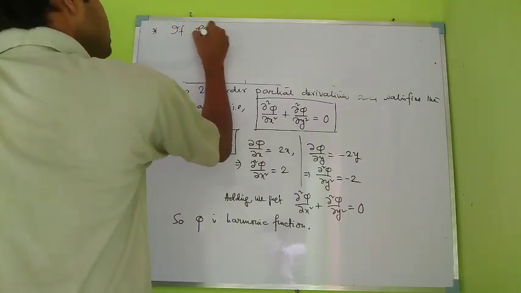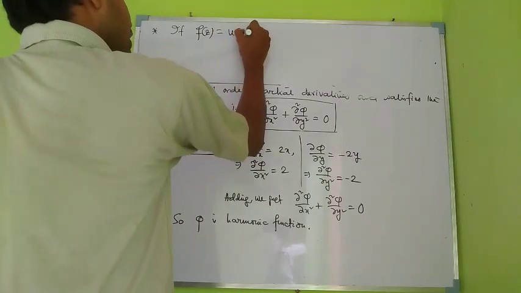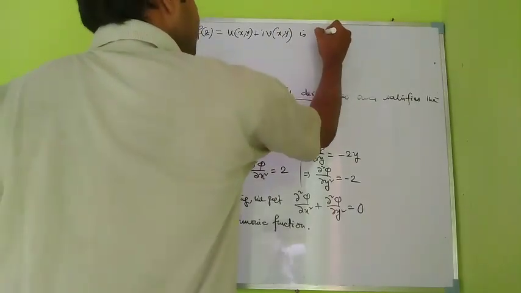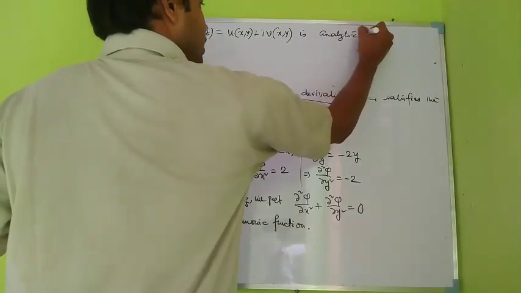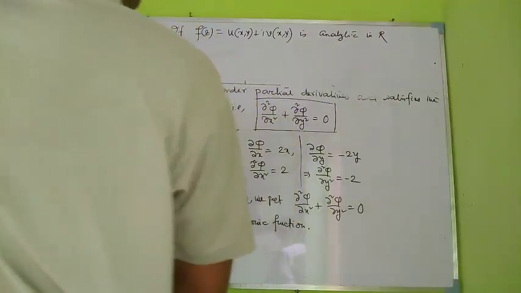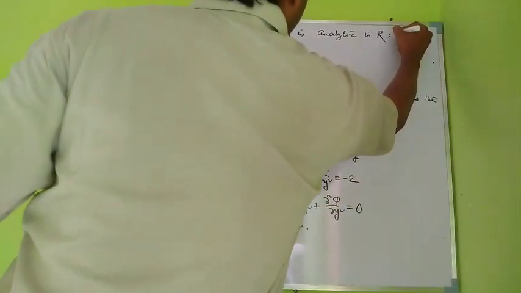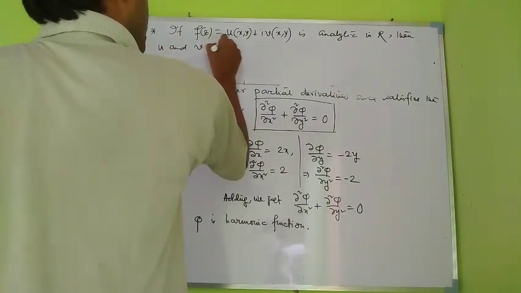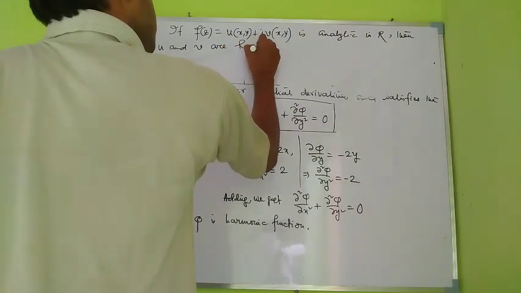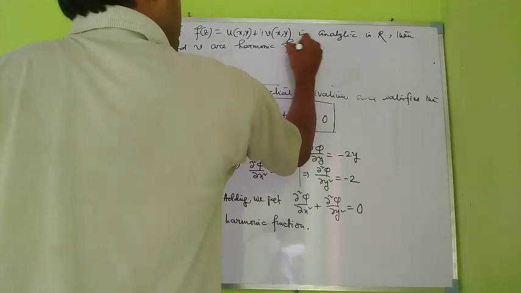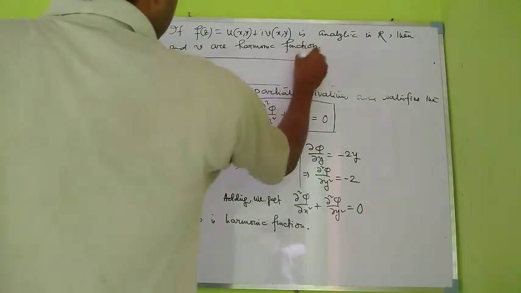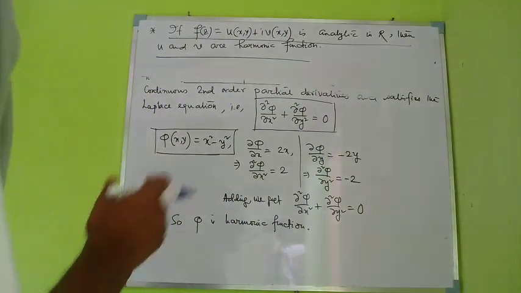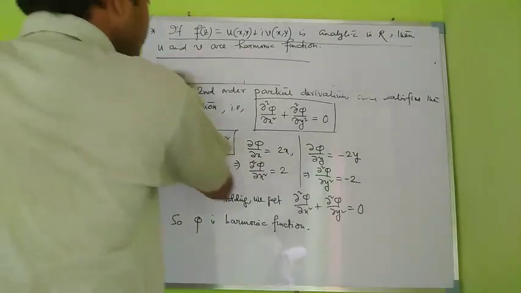If f(z) is equal to u(x, y) plus i v(x, y) is analytic in some region R, then u and v are harmonic functions. This is my claim.